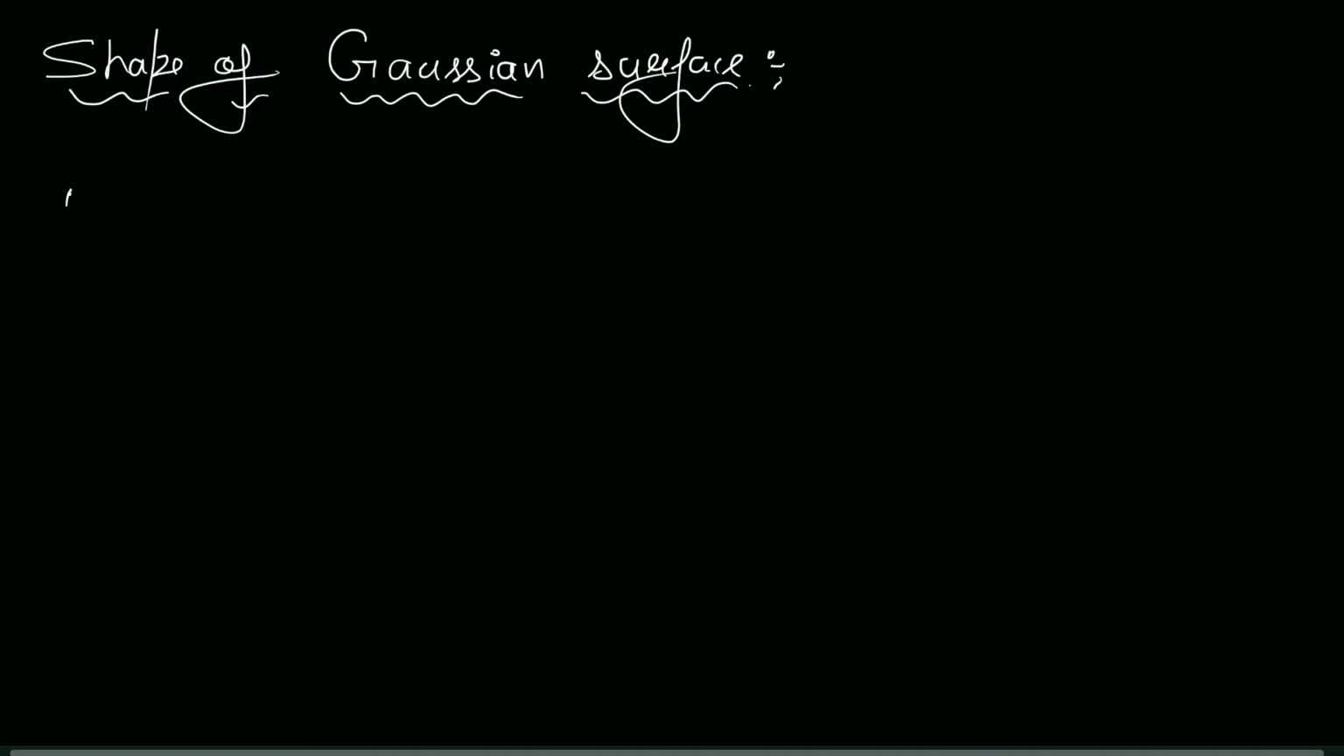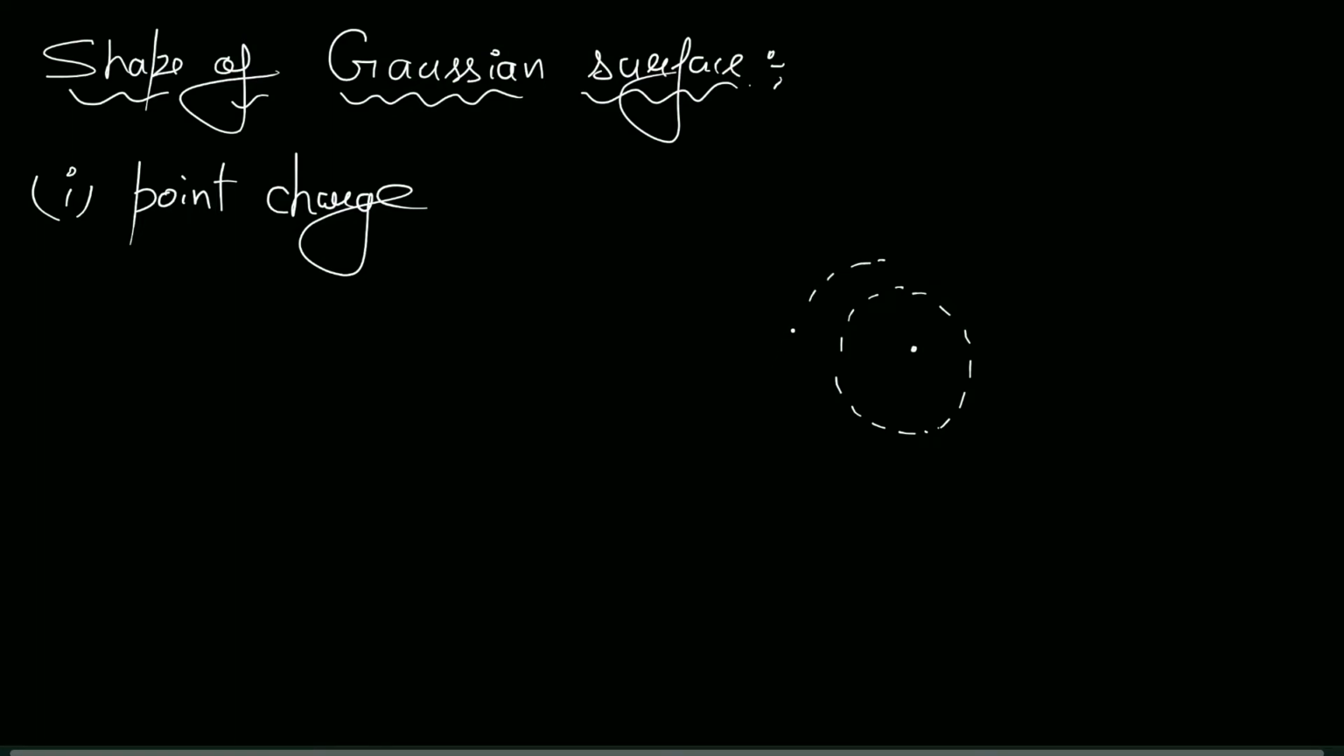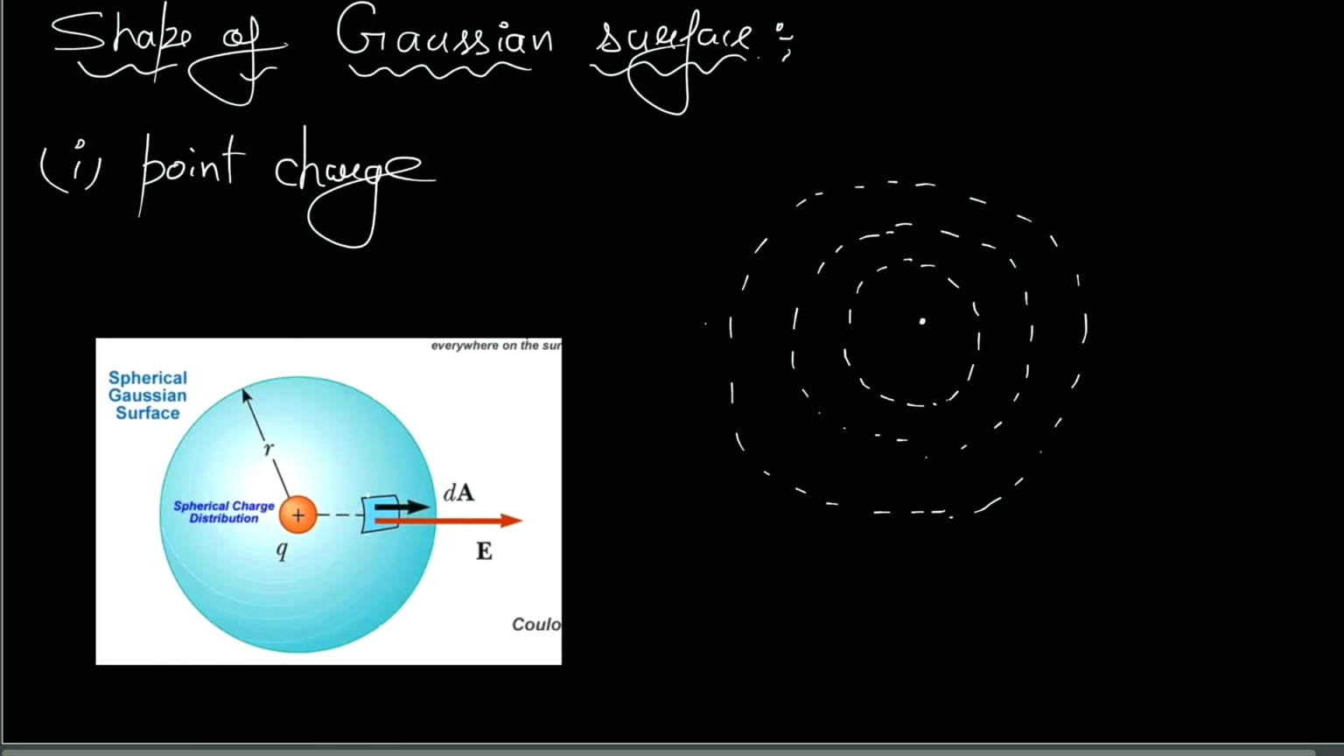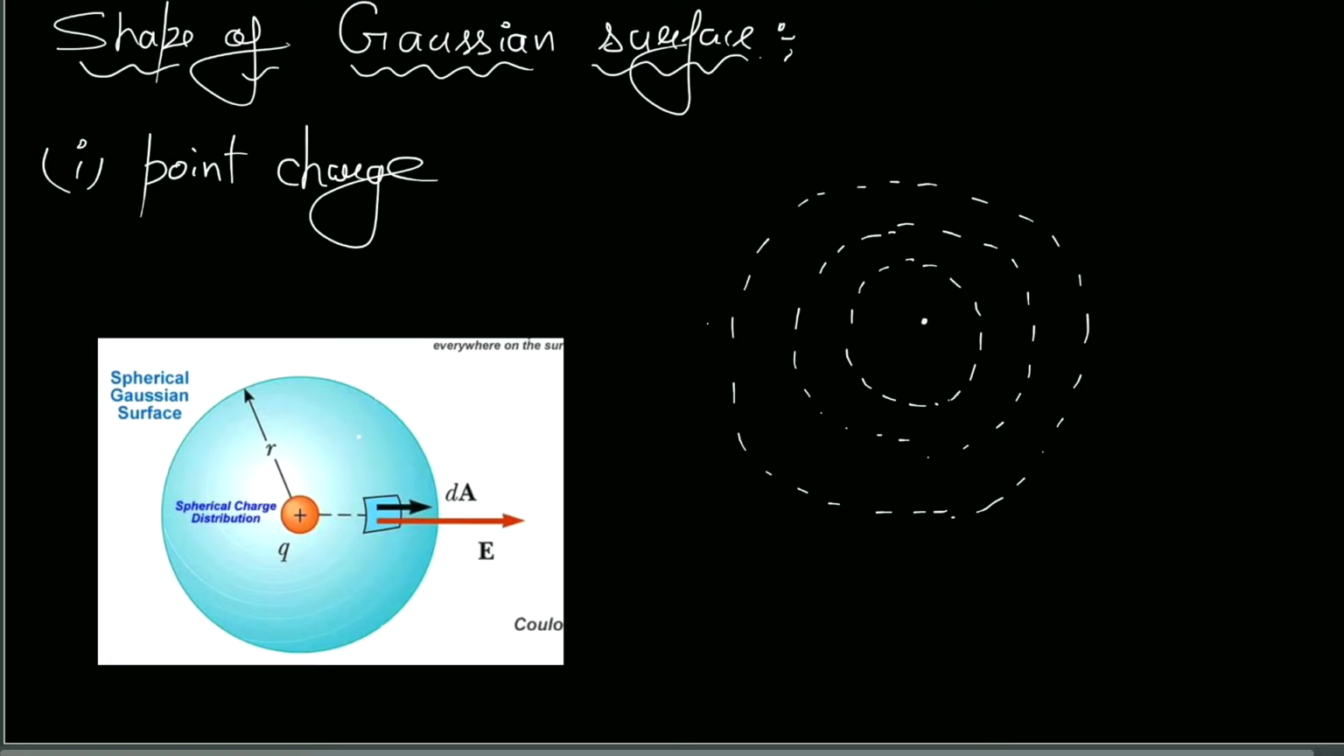Okay. Shape of the Gaussian surface. Let me take first the point charge. Due to the point charge, what is the shape of the Gaussian surface? It is spherical, but in 2D you will see it as a circle. Basically, if you have a point charge, the Gaussian surface looks spherical. For the point charge distribution, there is a spherical Gaussian surface.